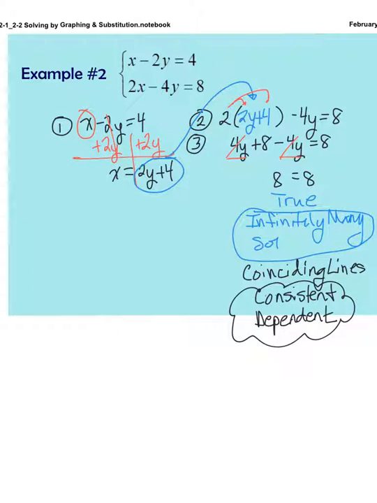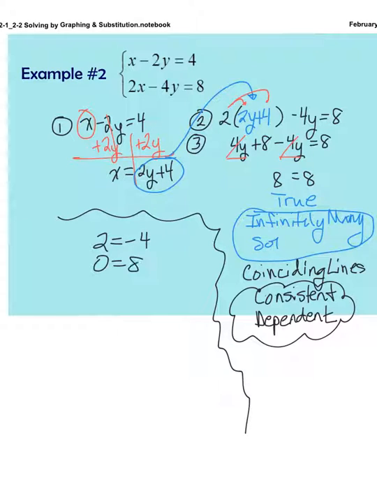Now, if you end up with a false statement, it might look something like 2 equals negative 4, or you might have 0 equals 8. Clearly the left side does not equal the right side. That would be a false statement. So if you end up with your variable terms dropping out and the left side does not equal the right side, the only type of false statement solution that we could have would be no solution.